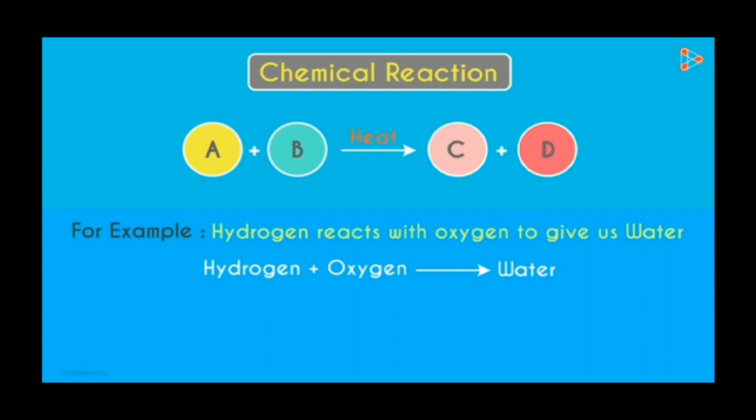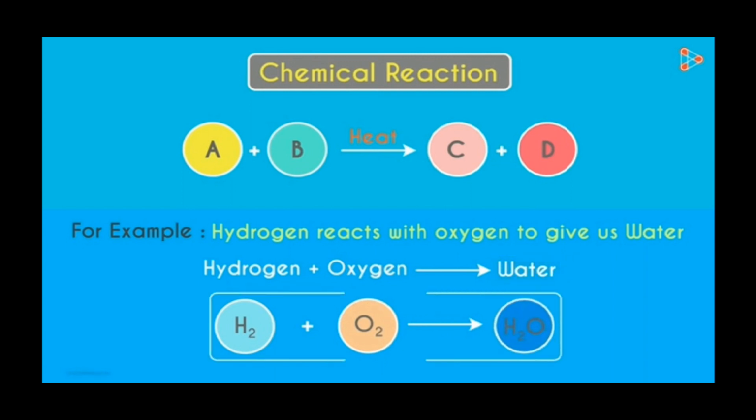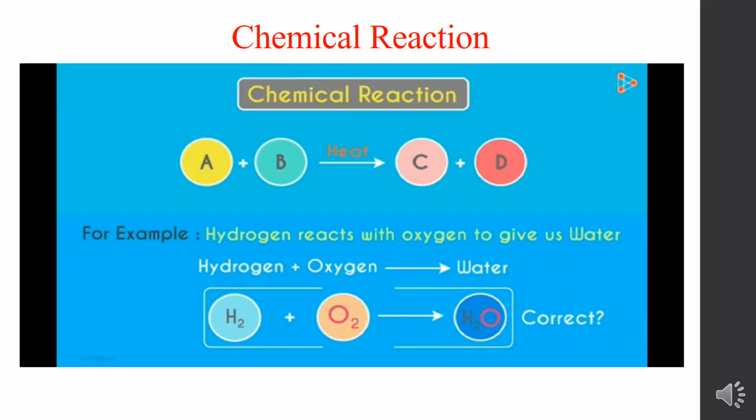For example, hydrogen reacts with oxygen to give us water, as it's a chemical change. It implies that a chemical reaction took place. Using words, we can represent the chemical equation like this. Hydrogen plus oxygen gives rise to water. That is, H2 plus O2 gives rise to H2O.